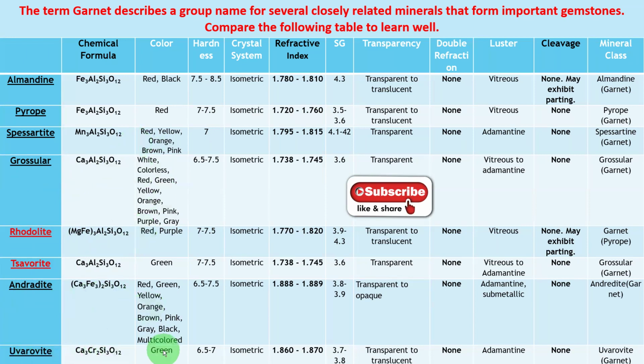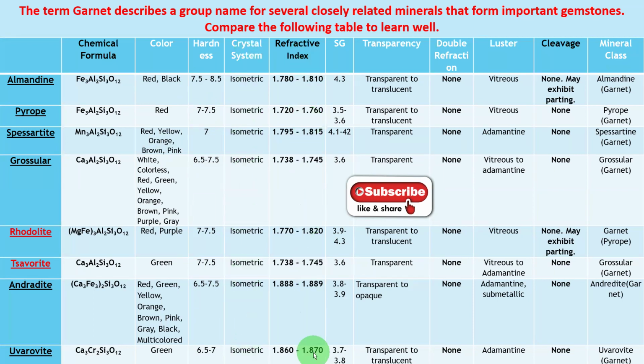Look at the colors. Now I need to explain to you regarding the hardness. See the hardness, it is a little bit different. Andradite 7.5 to 8.5 hardness. Pyrope 7 to 7.5. Spessartite or spessartine 7. Grossular 6.5 to 7.5. Rhodolite this range. Tsavorite this range. Andradite this range. Uvarovite 6.5 to 7. So the hardest garnet is Almandine. The crystal system is all isometric.